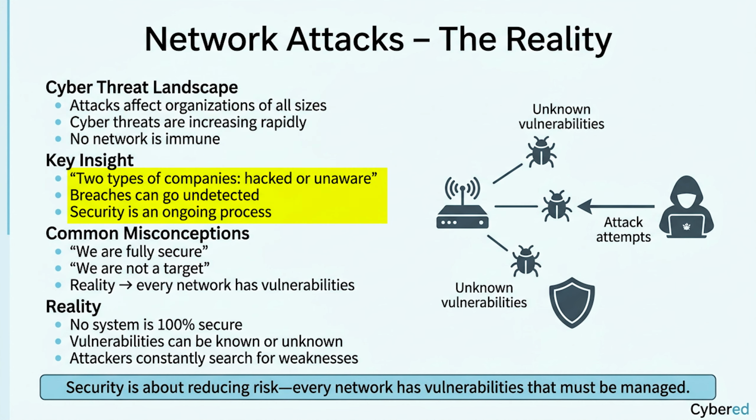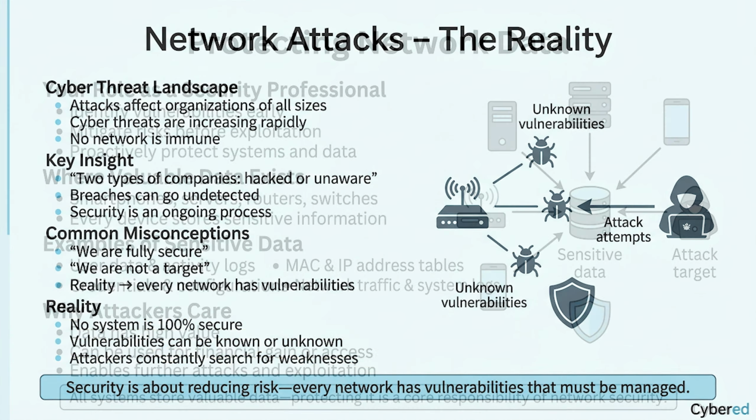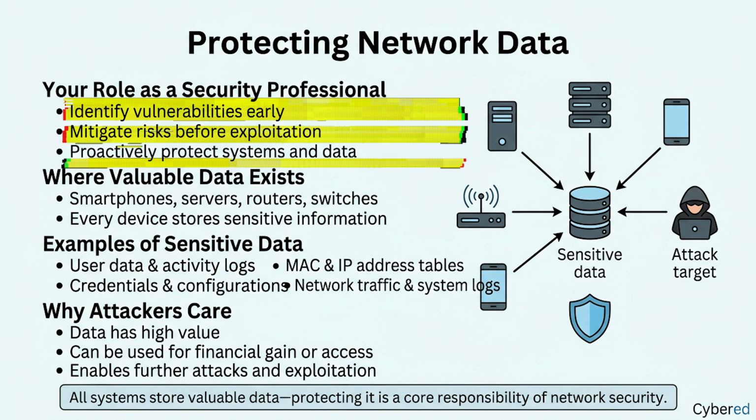As John Chambers once said, there are two types of companies: those who have been hacked and those who don't yet know they have been hacked. Many organizations underestimate their risk, believing they are fully secure and not valuable targets. In reality, no network is 100% secure, and vulnerabilities always exist, both known and unknown. As security professionals, our challenge is to identify and mitigate these weaknesses before attackers exploit them.